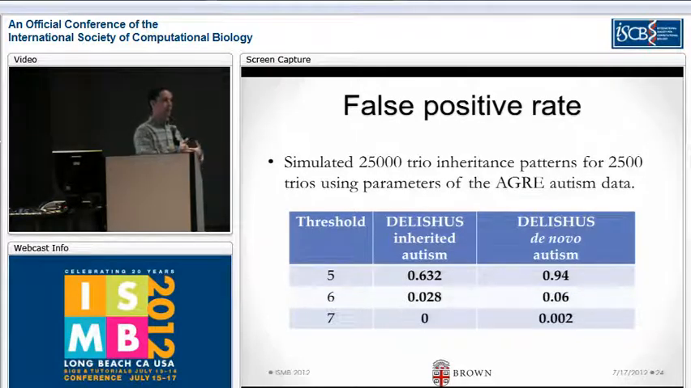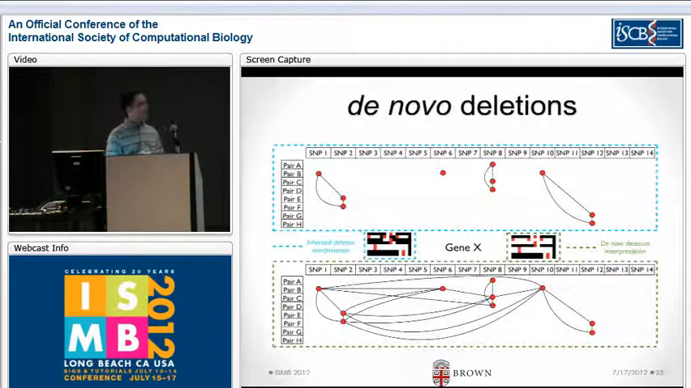So this could be concerning if it goes up too high. You would connect the deletion graph, and you would get a lot more deletions called, potentially more false positives. So we ran the same experiment where we simulated these trio inheritance patterns to create a deletion matrix. And actually, the false positive rate does not increase too much. We can still use a threshold of 5 or 6 using the de novo DELISHUS algorithm.